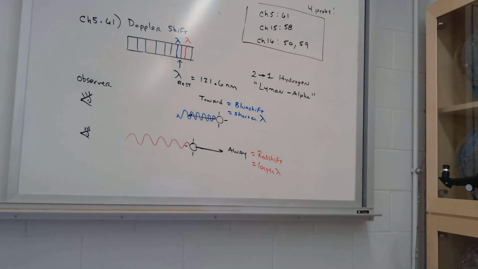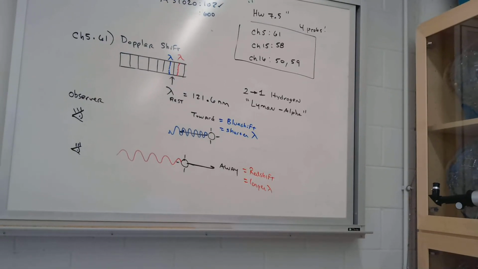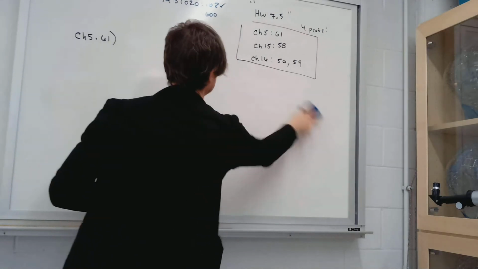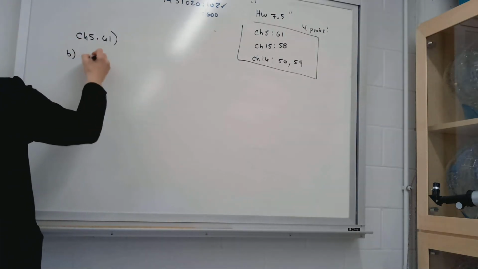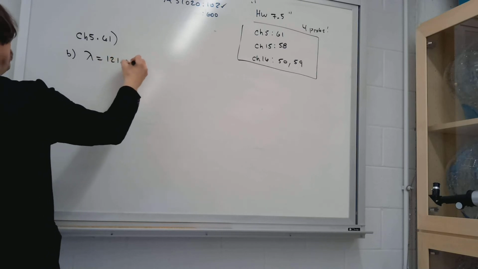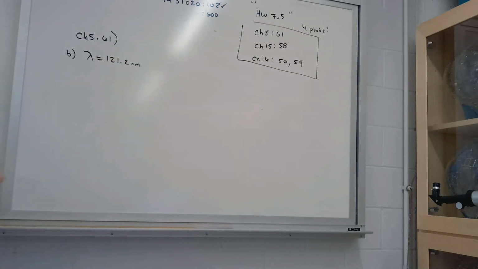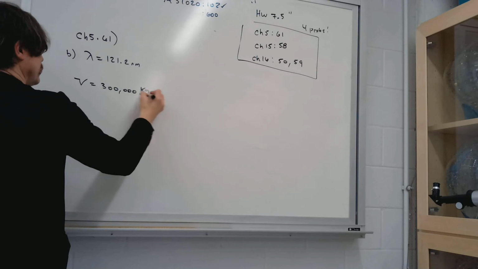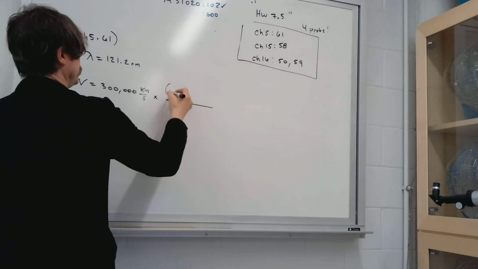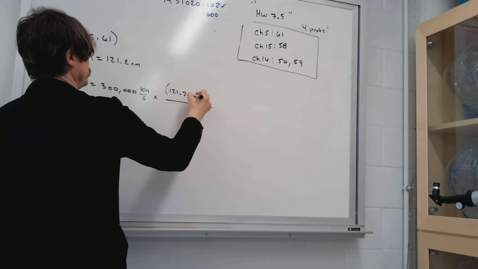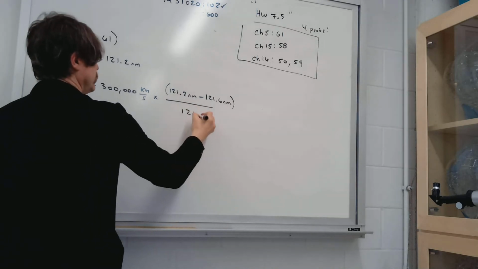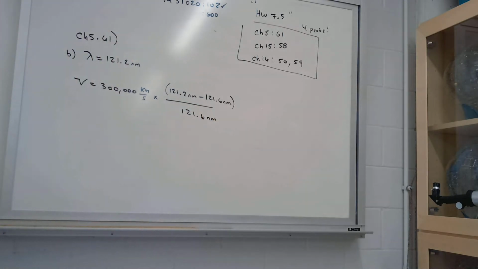Second verse is going to be the same as the first. 121.2 nanometers. So this is B. The observed wavelength is 121.2 nanometers. So the velocity is the speed of light, 300,000 kilometers per second, times the change in wavelength, 121.2 nanometers minus 121.6 nanometers, close parentheses, divided by the rest wavelength of 121.6 nanometers.